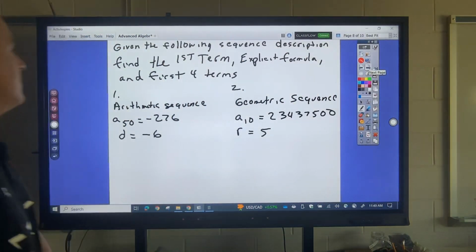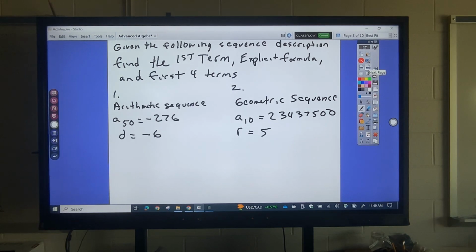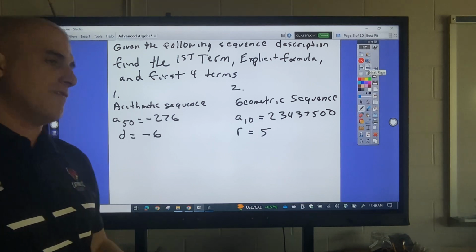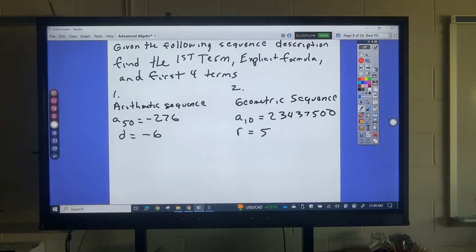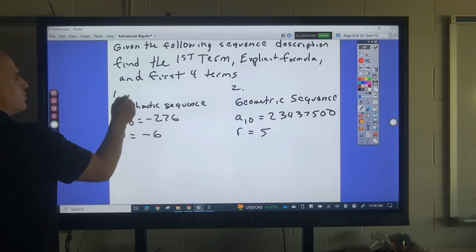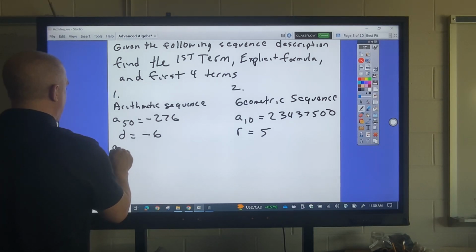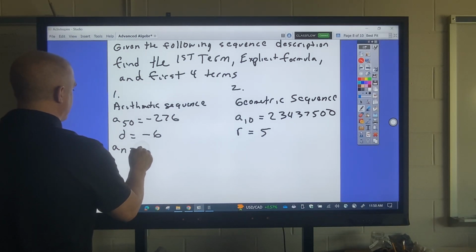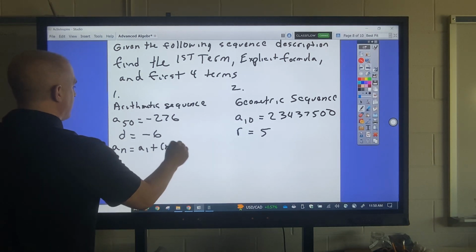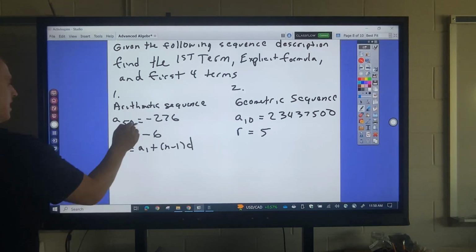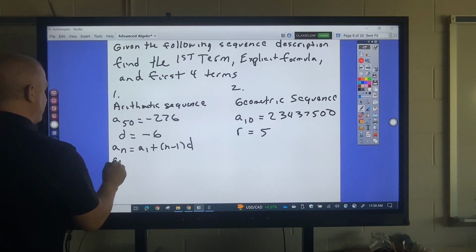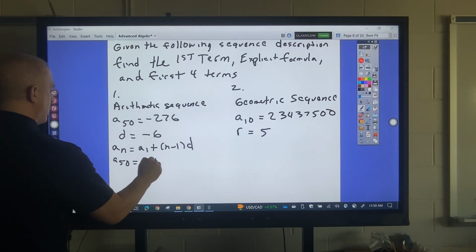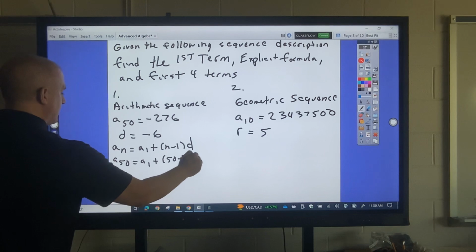Okay? All right, given the following sequence description, find the first term, the explicit formula, and the first four terms. Sort of already did this very similarly. So this is an arithmetic sequence where the 50th term is this. We did a problem similar to this earlier in this unit. Since it's arithmetic, this is what it would look like. I know this is the a50 term.